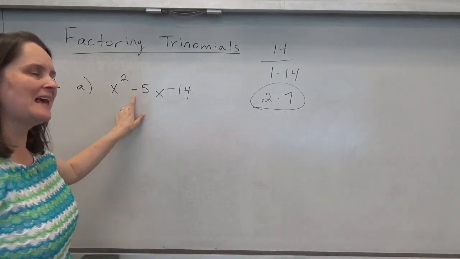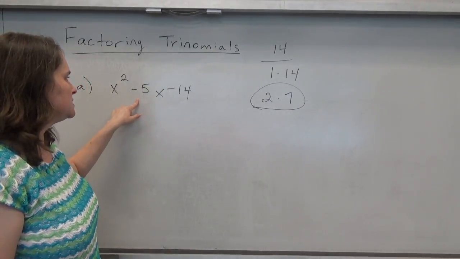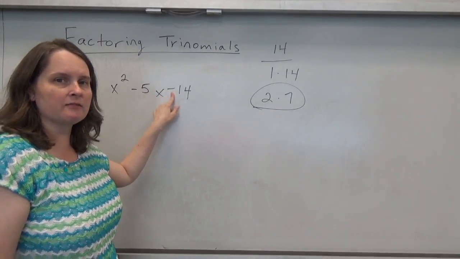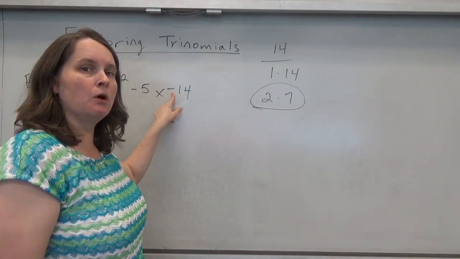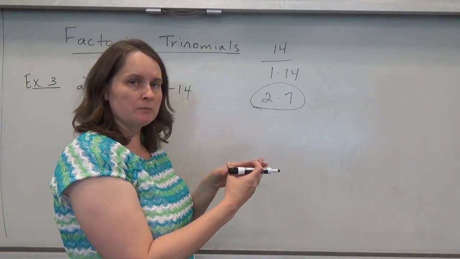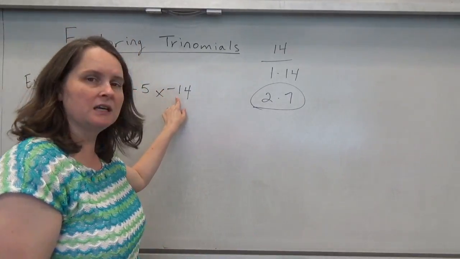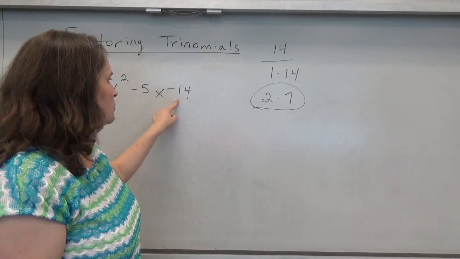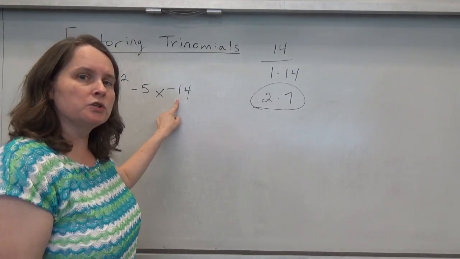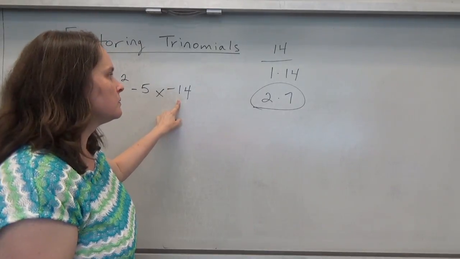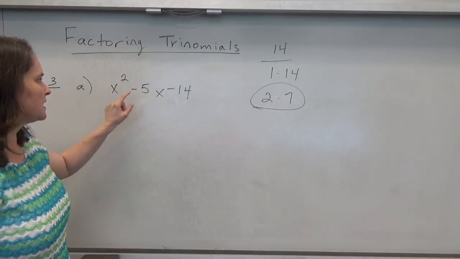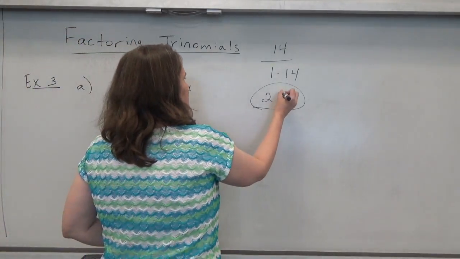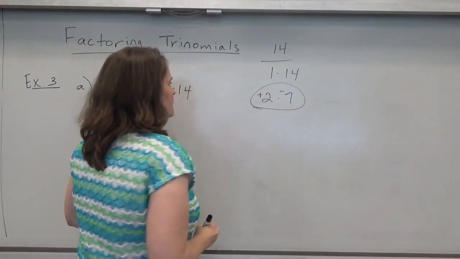In order to get that negative 5, we need to first notice this sign. We know that this sign tells us that they have to be opposite signs. Because when you multiply two numbers together and you get this negative 14 here, they've got to be opposite signs to give you a negative value. So with that in mind, which one should be positive and which one should be negative? Well, if you're going to add them together and get a negative 5, that means that the larger one should be negative. So you need to have a negative 7 and a positive 2.